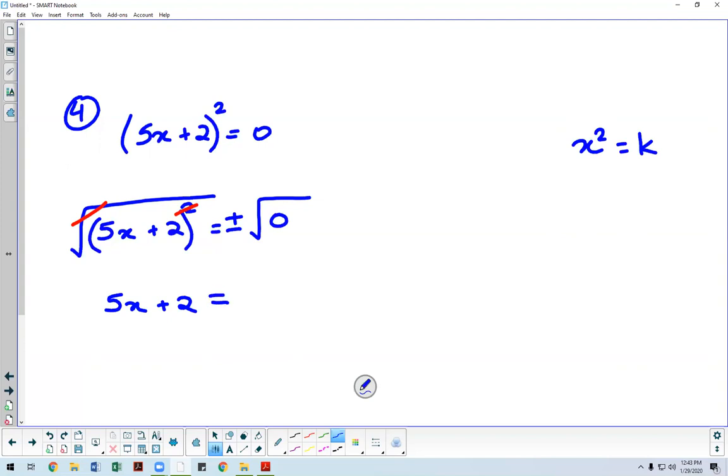What is square root of 0? 0. Yeah, hopefully, right? Because otherwise there's something really wrong. So yeah, and you can verify this just by putting it into your calculator. Square root of 0 will be 0. And does 0 take a positive or a negative sign? No, because 0 is 0, right?